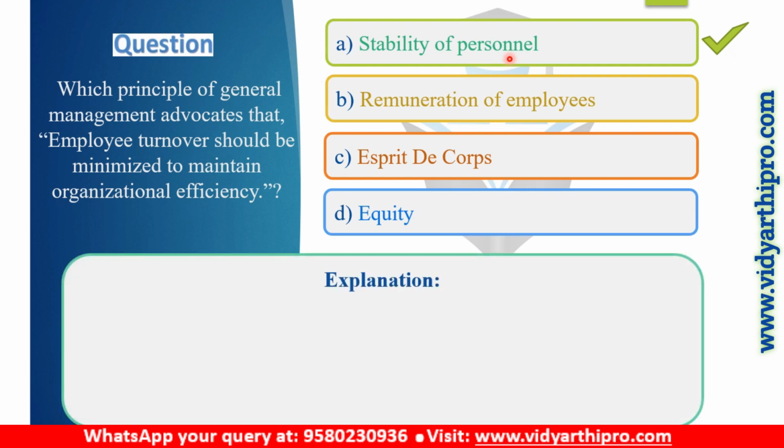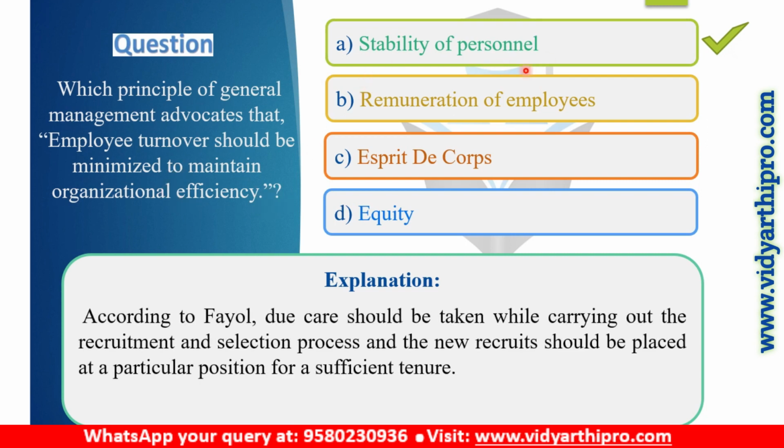The question says, which of these is the principle of general management that says employee turnover ratio should be minimized to maintain organizational efficiency? And the correct answer is stability of personnel. Because the new investment that goes into labour turnover or employee turnover is quite risky. As we can see in this slide, according to Fayol, due care should be taken while carrying out the recruitment and selection process, and the new recruits should be placed at a particular position for a sufficient tenure. Therefore, option number 1, stability of personnel, is the correct answer for this question.